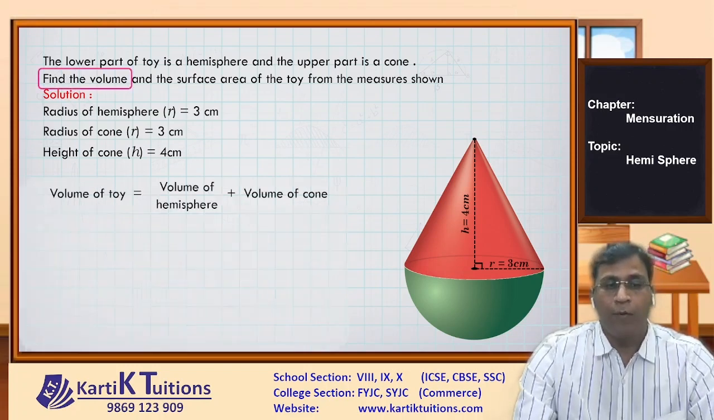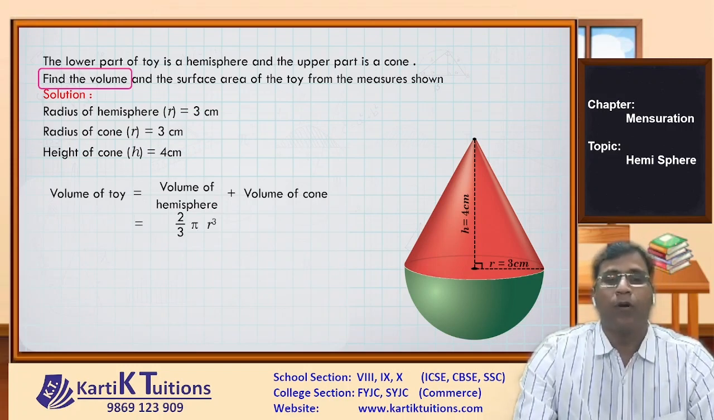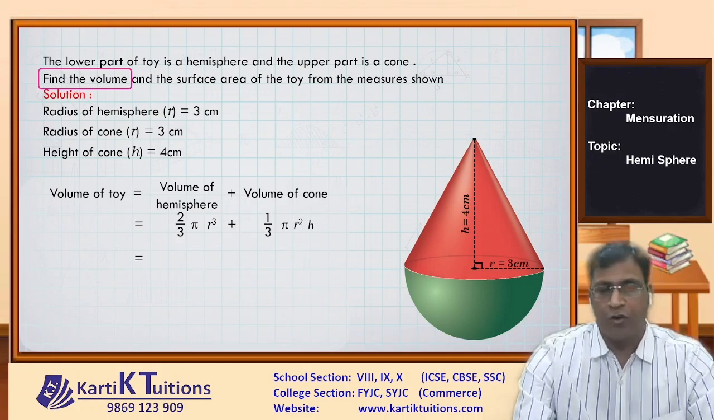Now they will ask us to find the volume. Now volume of solid will become what? Volume of hemisphere plus volume of cone. Do we know the formula of hemisphere? Yes, it is 2 upon 3 pi r cube. And volume of cone is what? 1 upon 3 pi r square h. अभी देखो सब वैल्यू है क्या अपने पास? हाँ, तो चलो सब्स्टिट्यूट करते.